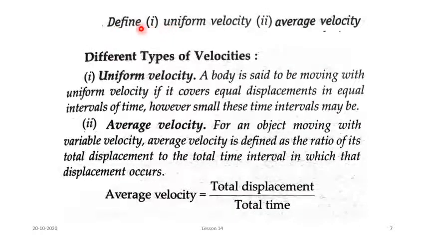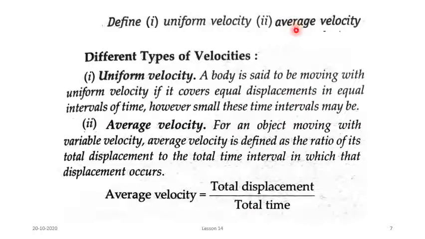Different types of velocities. Fine. Define uniform velocity. Uniform velocity. A body is said to be moving with uniform velocity if it covers equal displacement in equal intervals of time, however small these time intervals may be. That means whenever your body covers equal displacement, means it covers equal distance but with respect to some direction, in equal intervals of time, then it is called uniform velocity.